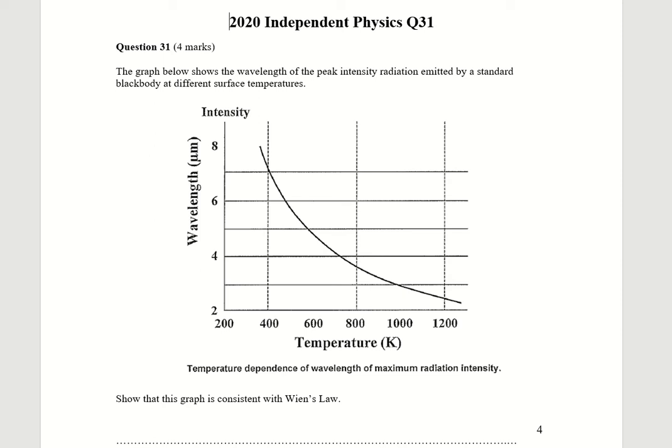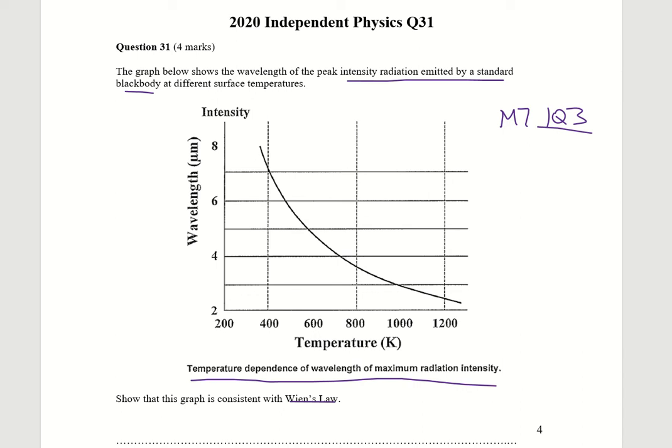So this question is to do with Module 7, Inquiry Question 3, and we're looking at Wien's Law. Okay, so let's have a look at what the question's saying. It says the graph below shows the wavelength of the peak intensity radiation emitted by a standard black body at different surface temperatures. So this is a diagram that we have in front of us. And it says temperature dependence of wavelength maximum radiation intensity.